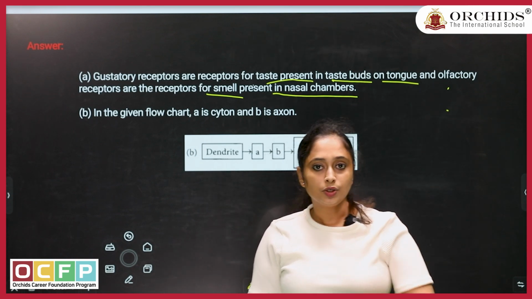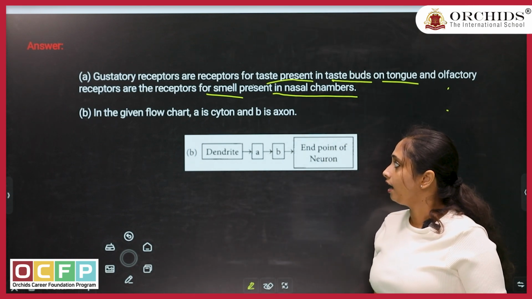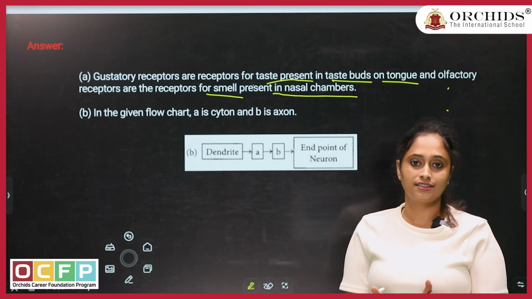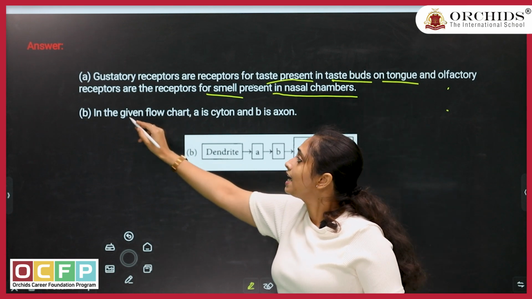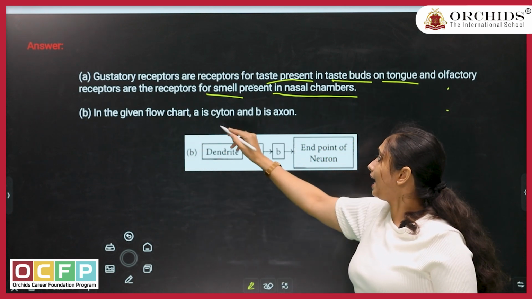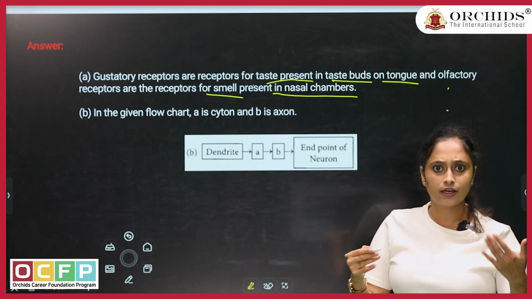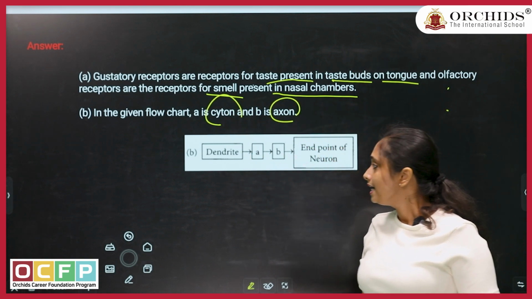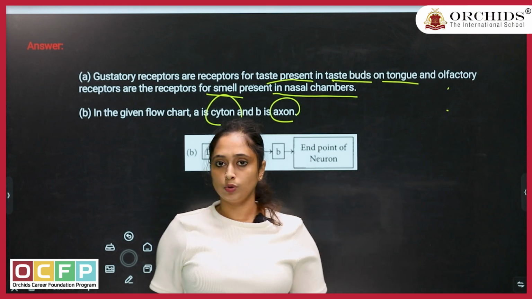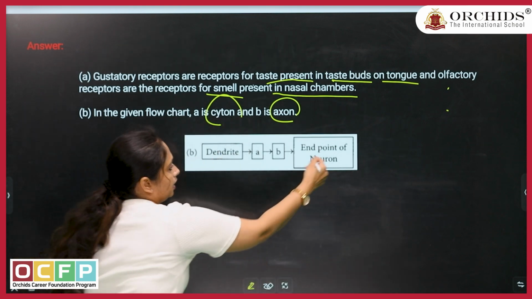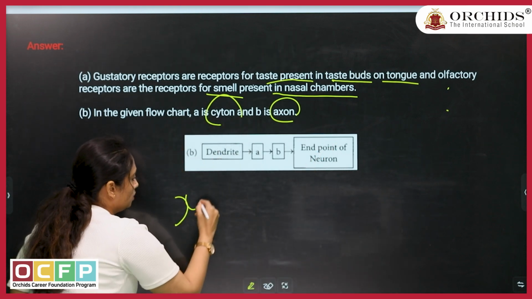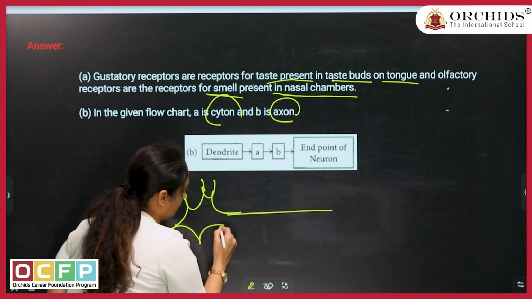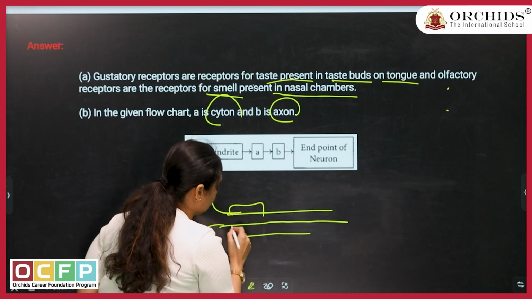So I think you got the answer to the first one: name the gustatory receptor and the olfactory receptor present in our body. Now the next question is, in the given flow chart, A is cytone and B is axon. How? In the flow chart it is already mentioned dendrite and end point of neuron. If you see the neuron diagram, you can see that easily. In one earlier question we already discussed the neuron.